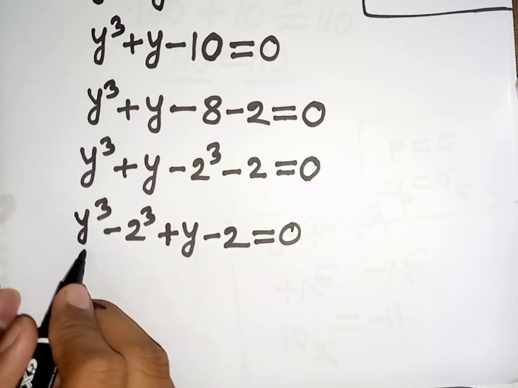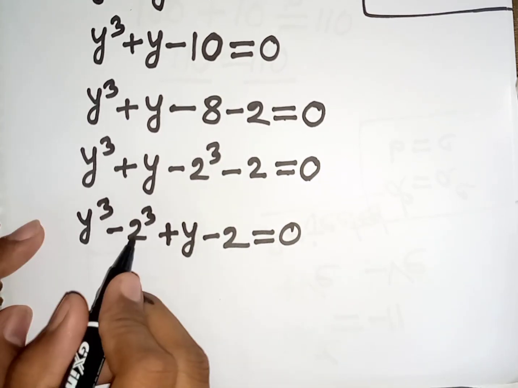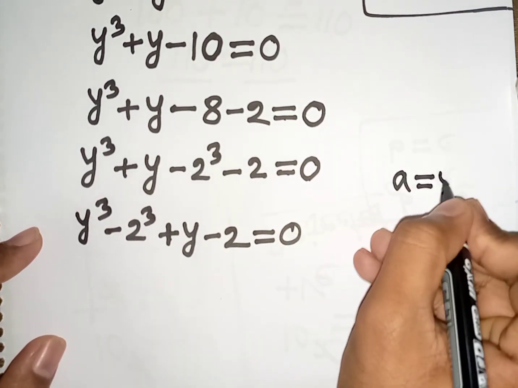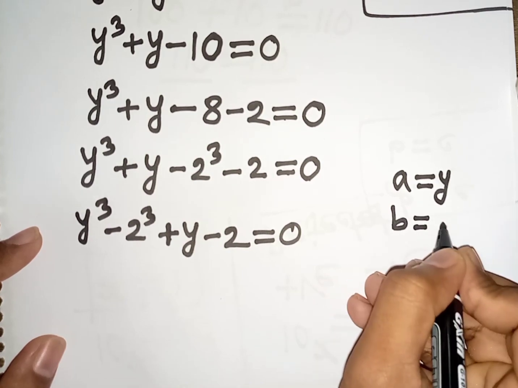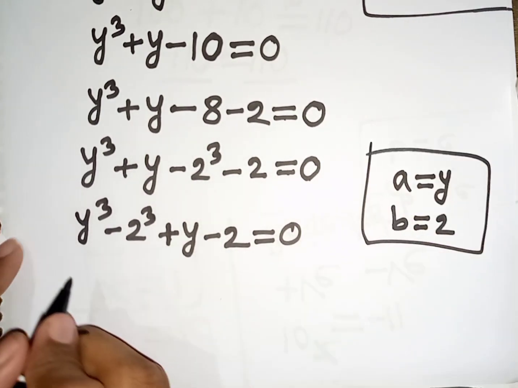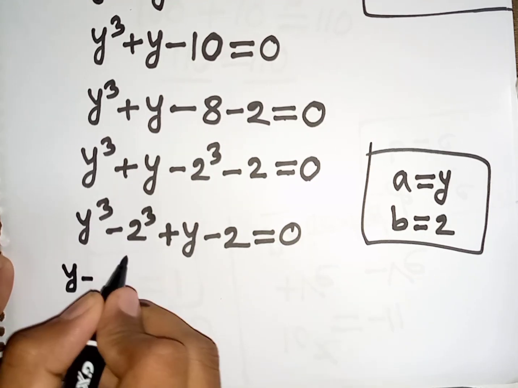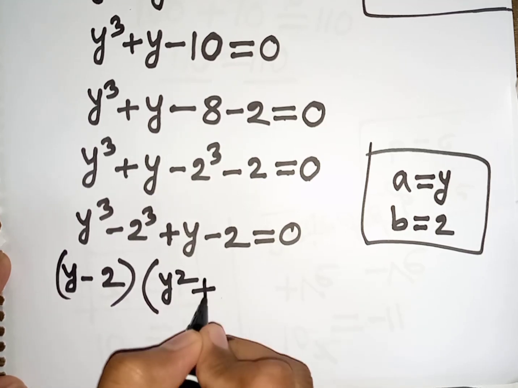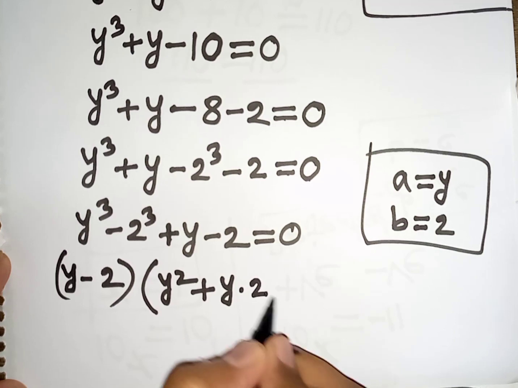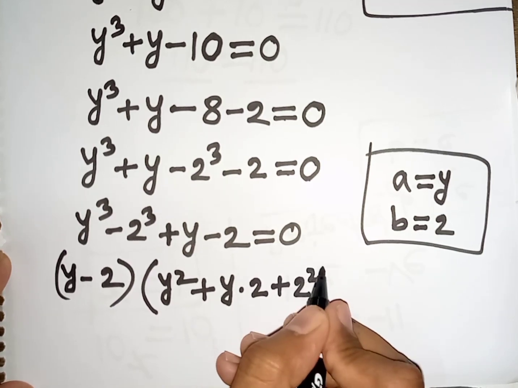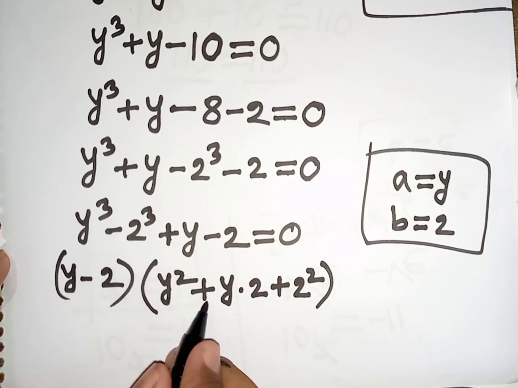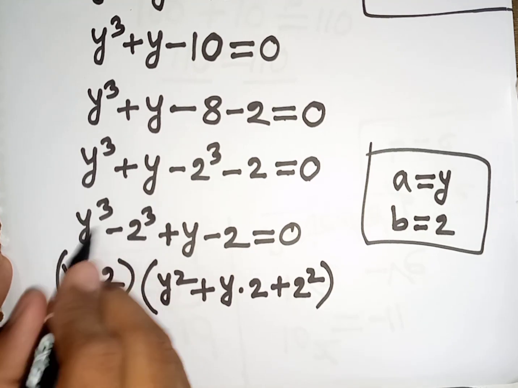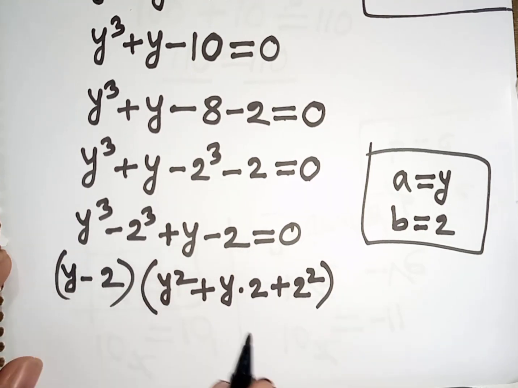Now here we can apply the formula of a cube minus b cube. Here a is y, b is 2. So according to the formula, we can write here y minus 2 times y square plus y times 2 plus 2 square. That means a minus b times a square plus ab plus b square. This is the formula of a cube minus b cube, where a is y, b is 2.